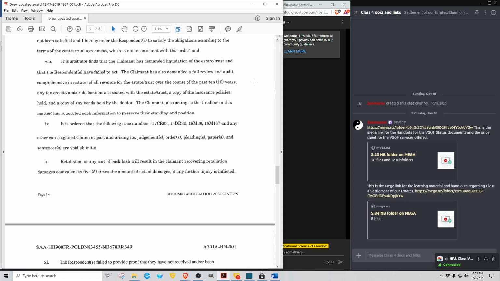So to continue, the claimant has also demanded a full review and audit, comprehensive in nature, of all revenue of the estate and trust over the course of the past 10 years.